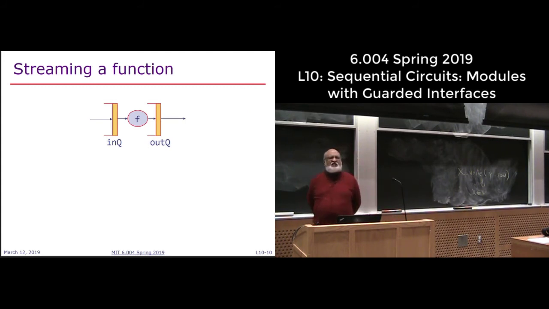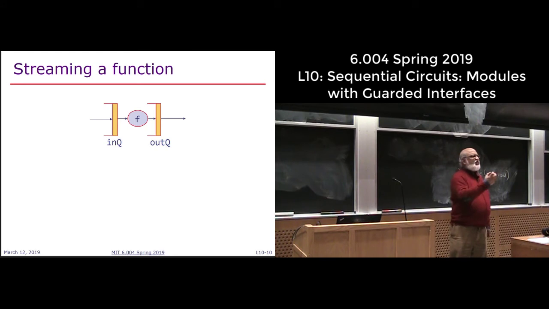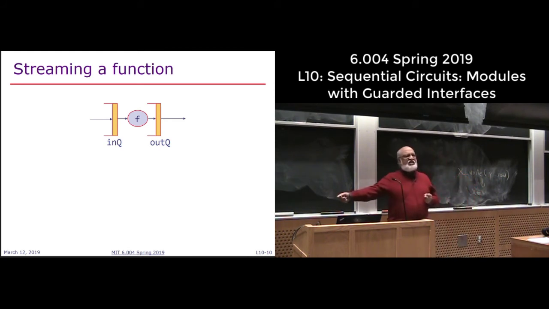Okay, so now let's put this FIFO to use. I have this combinational blob F, and what I want to do is evaluate it repeatedly. So I have input values, a FIFO sitting here, constantly values are coming in. I pick the first one, apply function F, and put it in the output FIFO. That's the kind of system I want to build, where I'm trying to stream this function F through it.